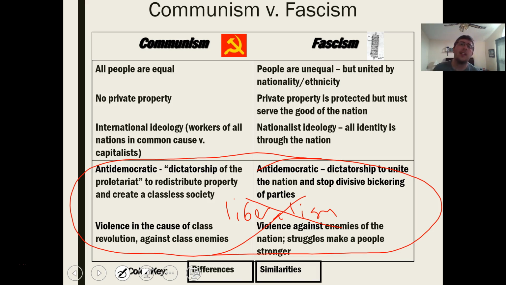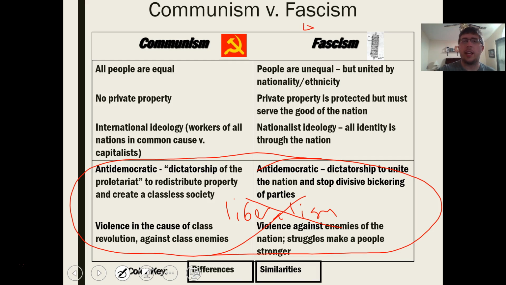So they're very different. However, they are both totalitarian, where the government controls all aspects of society, and they are both anti-democratic and also promote violence. So they are very much anti-democratic and very much encouraging a violent tendency. That is the difference between communism and fascism. And knowing that going forward, we start to see fascism grow in Europe after World War I.